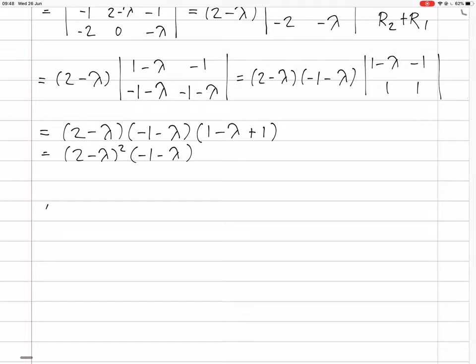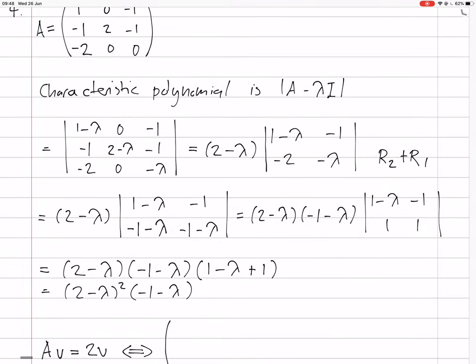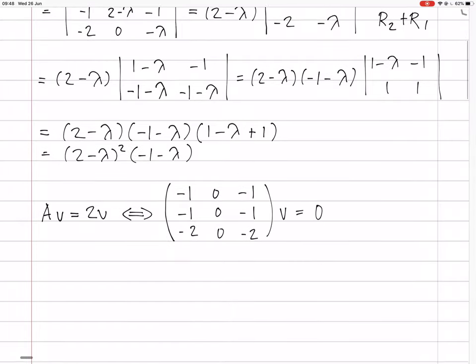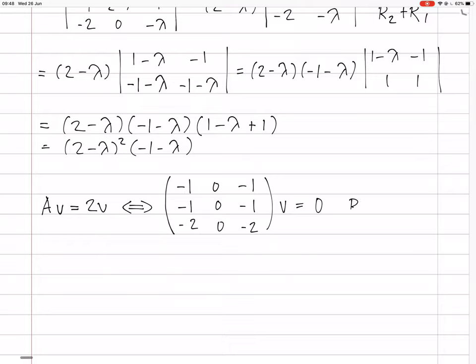So I can say that Av equals 2v, but only if now you subtract one side from the other, and you get 1 minus lambda, but now lambda is 2, so you have minus 1, 0, minus 1, minus 1, 2 minus 2 is 0, minus 1, and then minus 2, 0, minus 2. Okay? And now this is going to have two free variables. We are going to have to row reduce this.